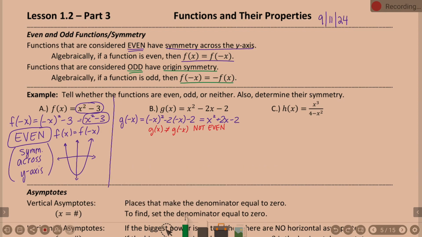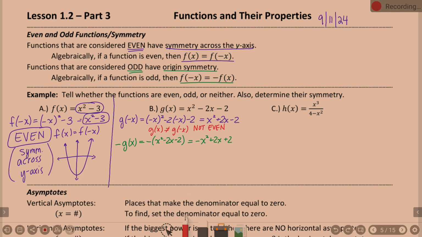Now we test for odd, so strike one. Now I want to know, does g of negative x equal negative g of x? We already have g of negative x. It's a matter of finding negative g of x. There's a negative out front of the function, which means you take the whole function and multiply by a negative. So I'm going to write negative out front with parentheses, x squared minus 2x minus 2. We multiply by the whole thing, which means we distribute. So it becomes negative x squared plus 2x plus 2.